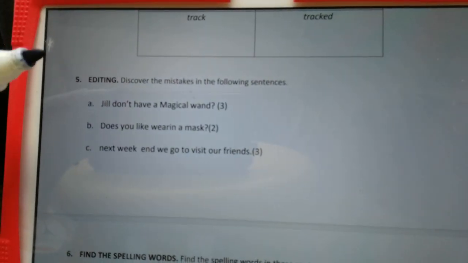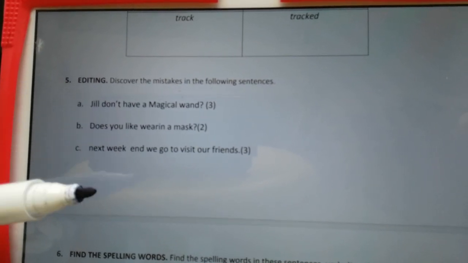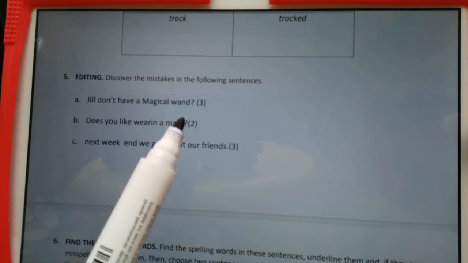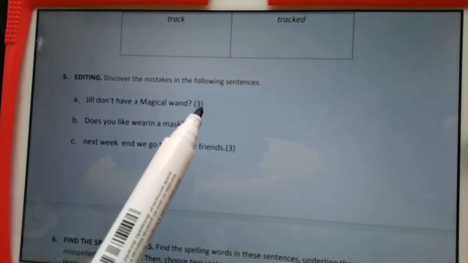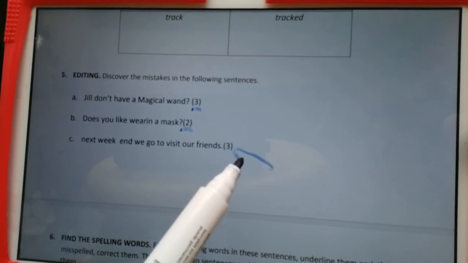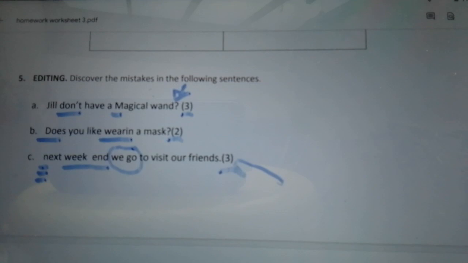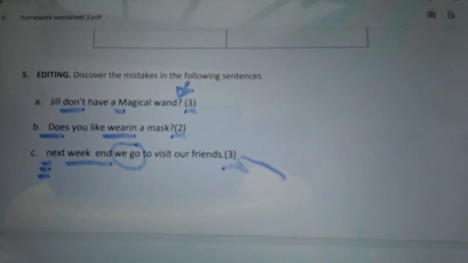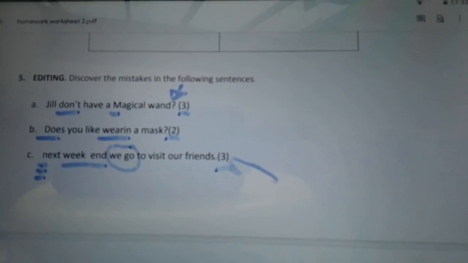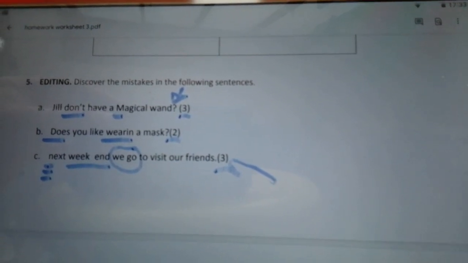Let's have a look now at activity number 5, editing. Okay, we have to find out the mistakes. The number of mistakes in each sentence is at the end of the sentence. There are 3 mistakes in the first one, 2 mistakes in the second one, and 3 mistakes in the third one. Now these are the problems in each of the sentences. So pause the video and think about why those are the problems, and we'll talk about it in a second.